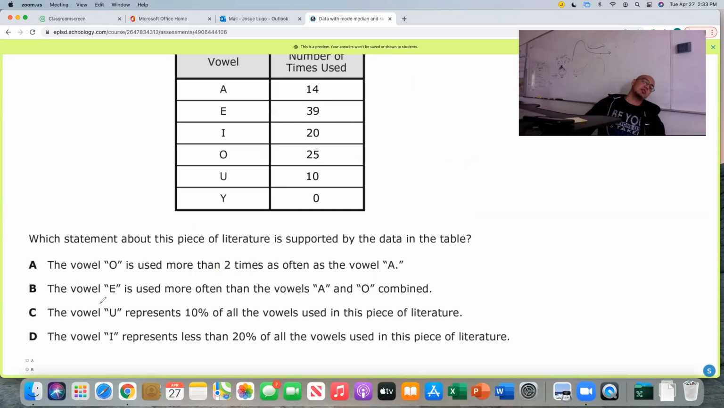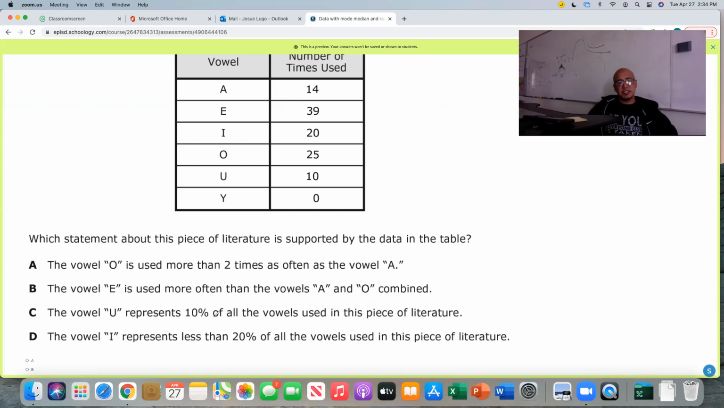Let's look at the second one, B. The vowel E is used more often than the vowels A and O combined. Combined is addition, right? So A and O: A is 14, O is 25. Let's see what that gives me. That would be 39. So A and O combined is 39. E was used 39 times. Is 39 more than 39? No, 39 is exactly 39. So it cannot be B either. Let's look at C.